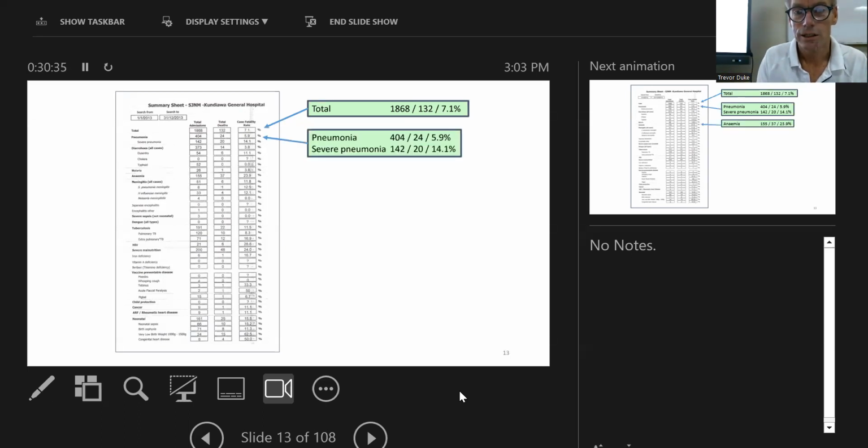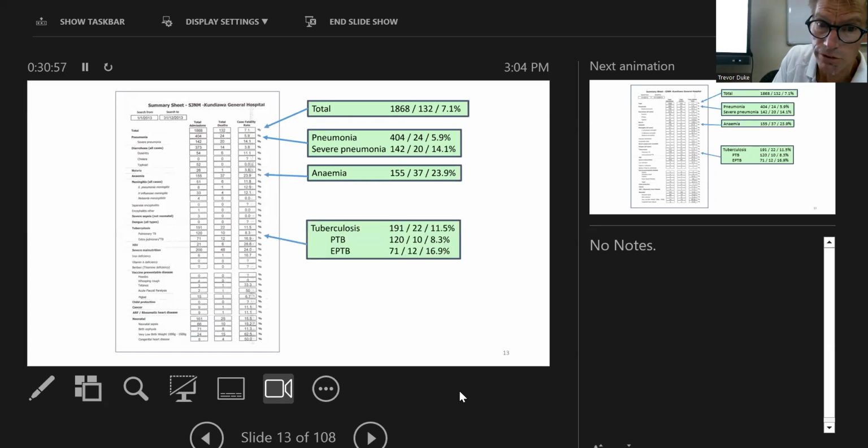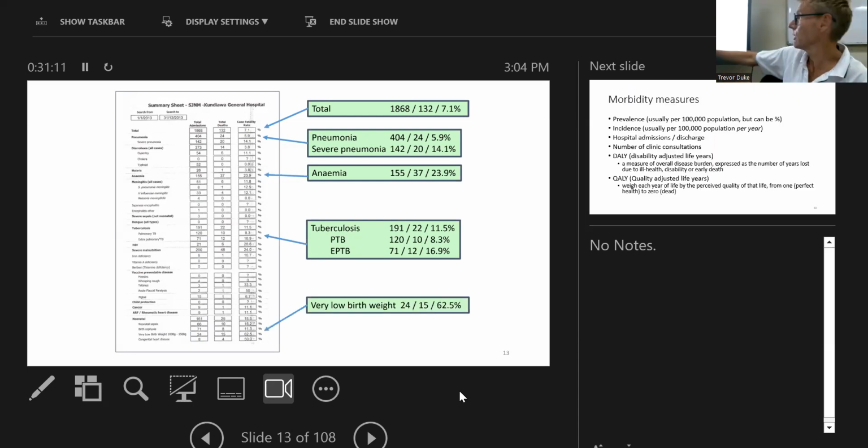But I just want you to look at the most extreme percentages there. The total in that year for Kundiawa was 7.1%, the total case fatality rate. For pneumonia, it was 5.9. For severe pneumonia, it was 14. For anemia, it was 23.9, so very high case fatality rates for anemia. Tuberculosis, 11. And extrapulmonary TB had a higher mortality rate than pulmonary TB. We see that regularly, right? And then very low birth weight had a very high case fatality rate.